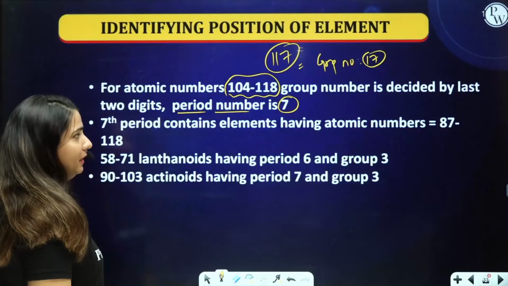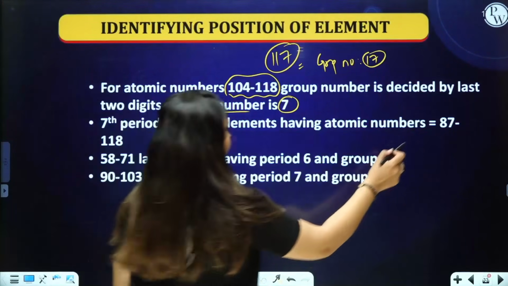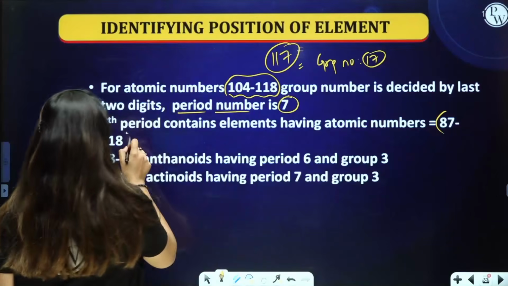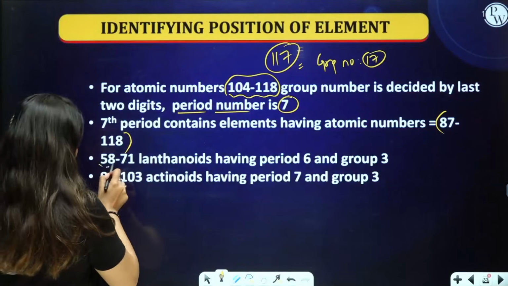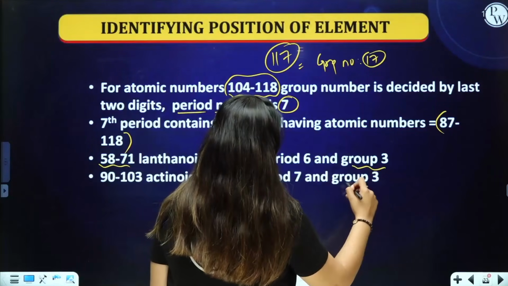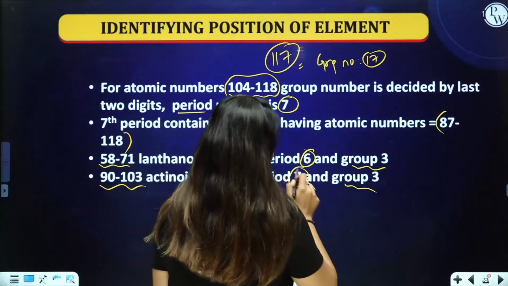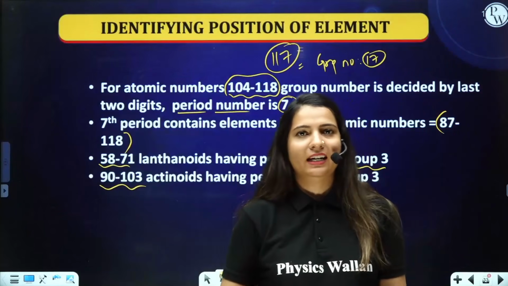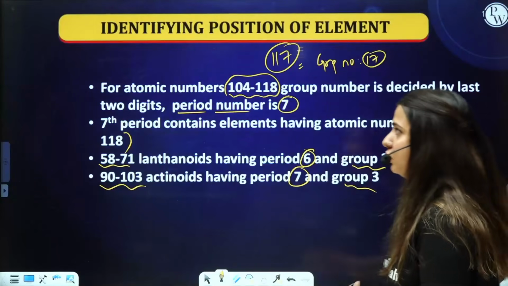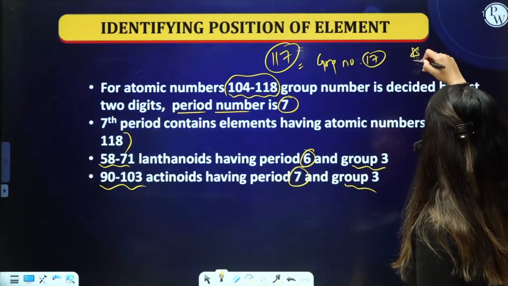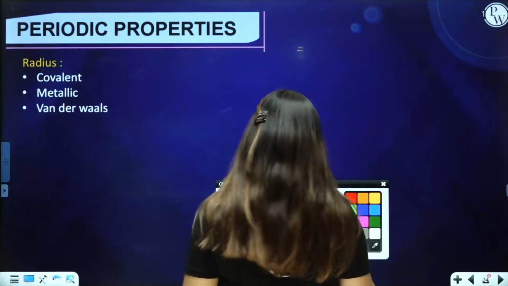The 7th period contains elements having atomic number 87 to 118. This can also be a click to your memory. 58 to 71 is lanthanoids. You know that group number will be 3 and period number is 6. 58 to 71, 90 to 103. I have told you 10 to 15 times in this class about the lanthanides and the actinides, right? So this is a very important page for you. Do not forget this. Now we are moving towards the periodic properties.